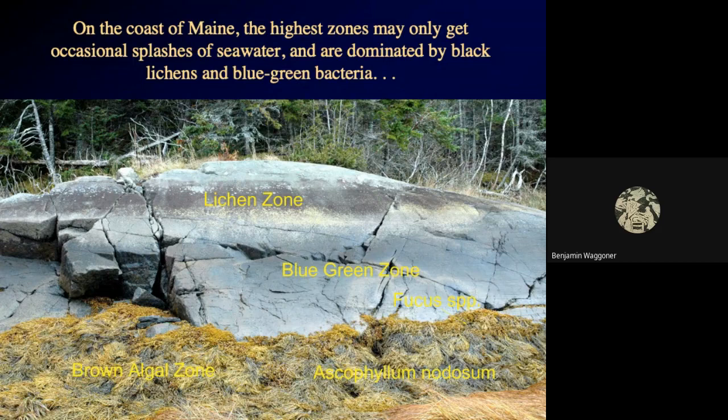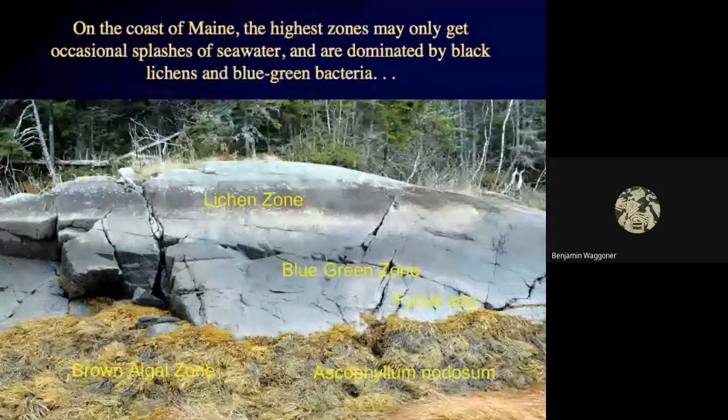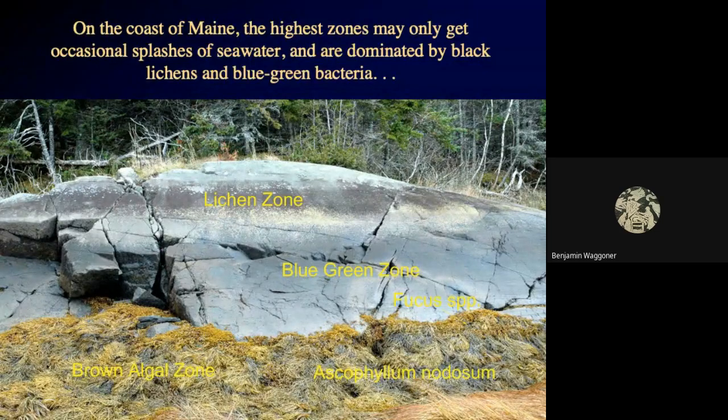So you can see that lichen zone that's kind of blackish. Below it, you may be dominated by blue-green bacteria. That's where you'll slip and fall if you're not careful. And then below that, you can see a zone of brown algae. I don't know if you can read the writing. It says Fucus and Ascophyllum nodosum. That's just two different species of brown algae. And you can see they make parallel bands.